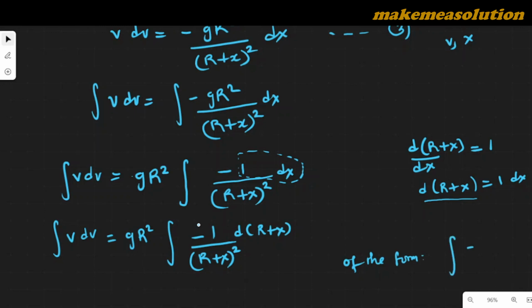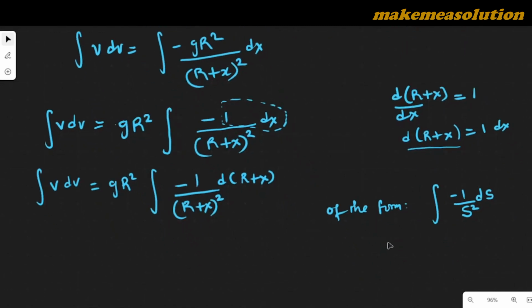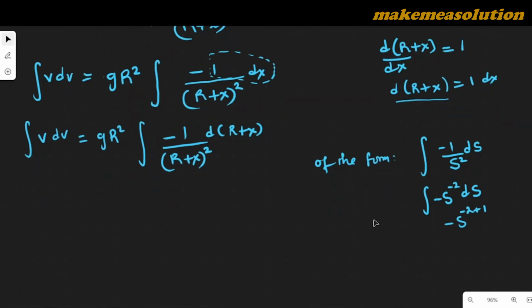integral of minus 1 over something squared d something. So minus the integral of 1 over something squared d something is just very easy, as if you were integrating minus something raised to the power of minus 2 d something. Is that okay? And this gives me minus something raised to the power of minus 2 plus 1 over minus 2 plus 1 plus the constant of integration, right? I hope you still remember the law of integration.